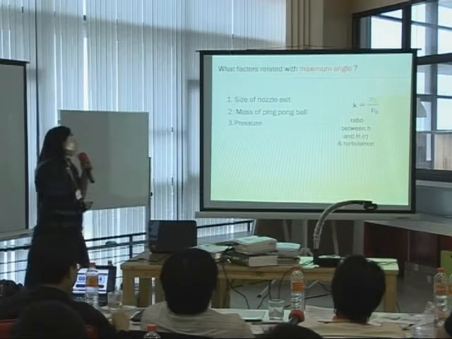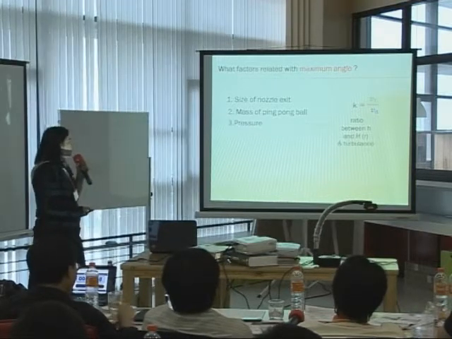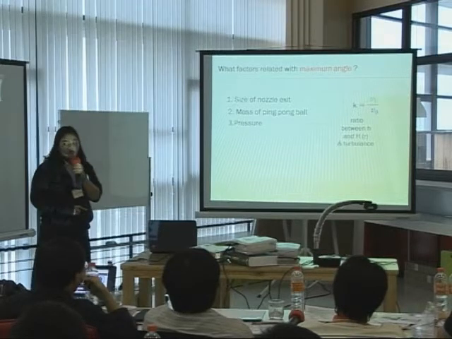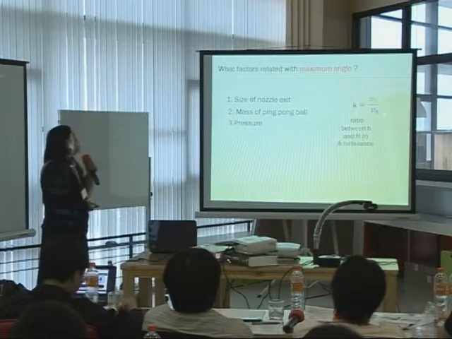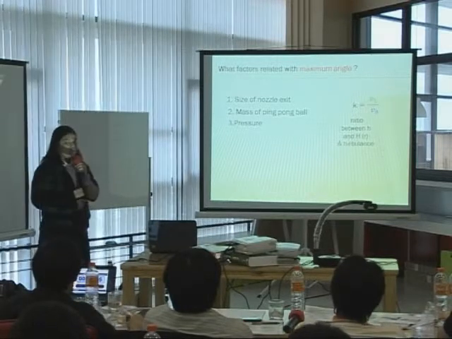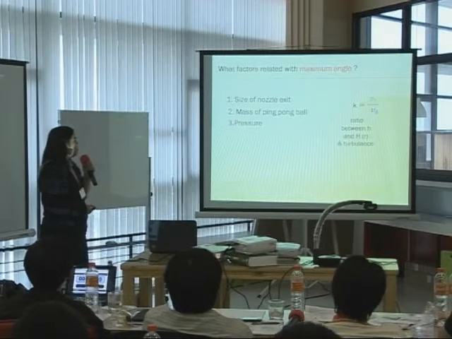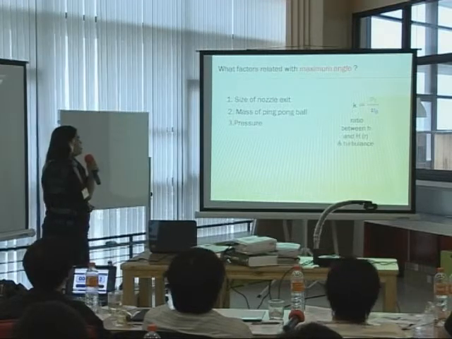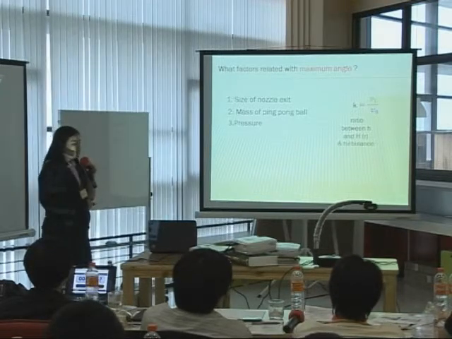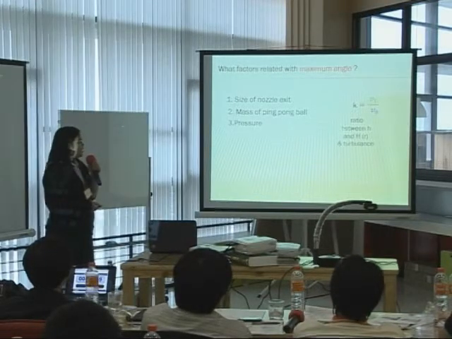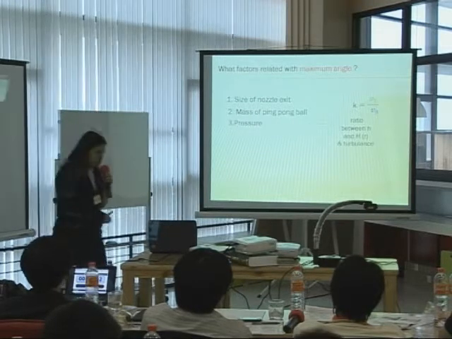Now, we'll consider what factors are related to the maximum angle. The first one is related to k, the constant, the ratio. The first factor is the size of the nozzle axis. The second one is the mass of the ping pong ball. And the third one is the pressure. With different pressure, the thing that is related is the ratio between small h and big H, and the turbulence.